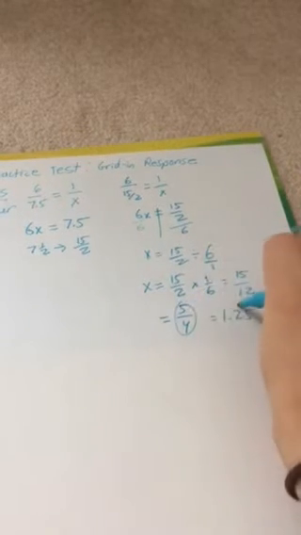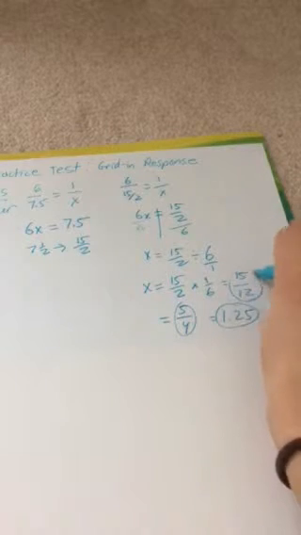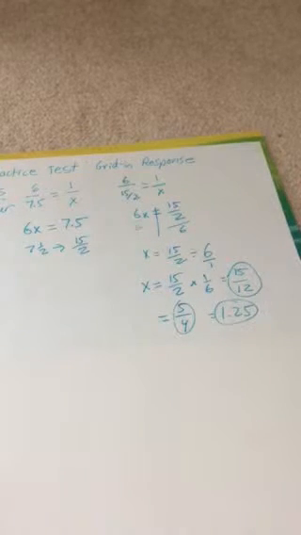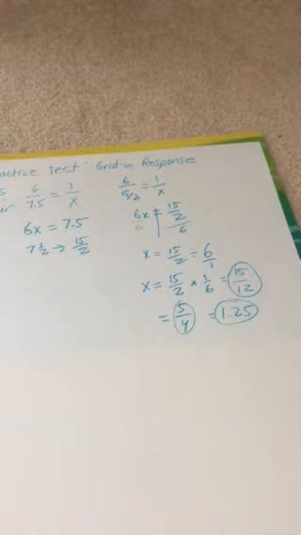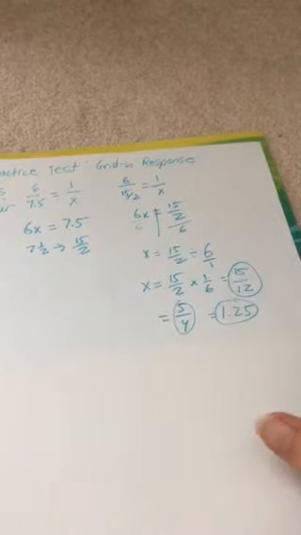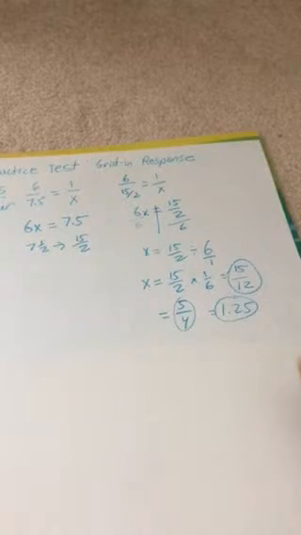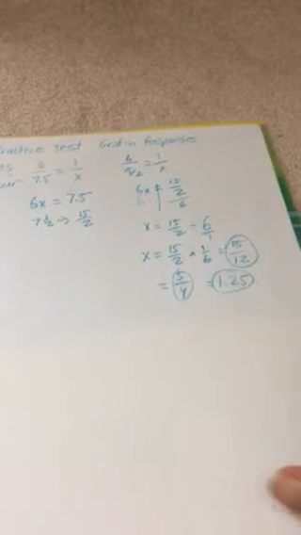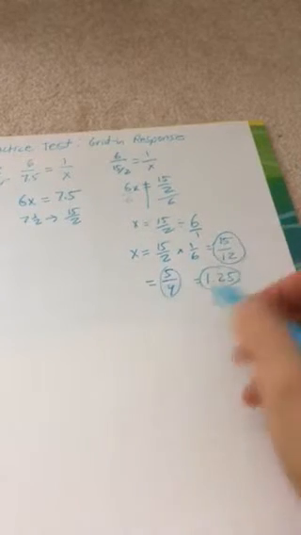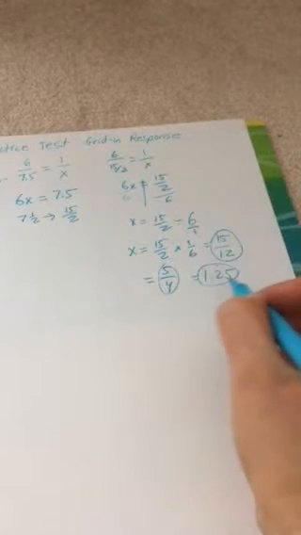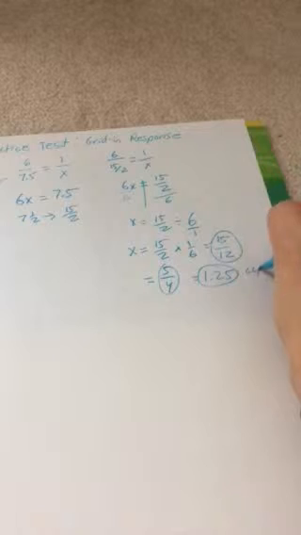So any of these answers would be acceptable on your EOG grid and response. It would just depend on how you came up with your answer, unless it's specified that you had to reduce to the simplest form. But otherwise, any of these would be right. They all represent the same thing, the amount of cups of flour.